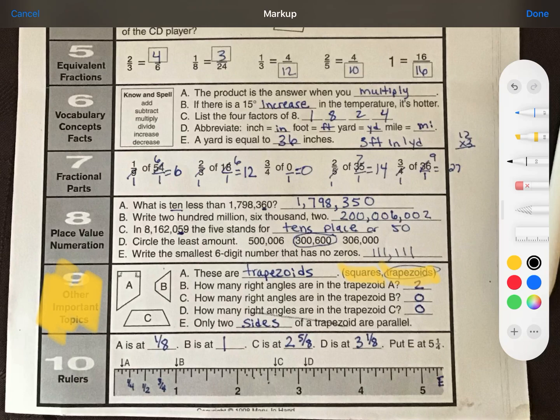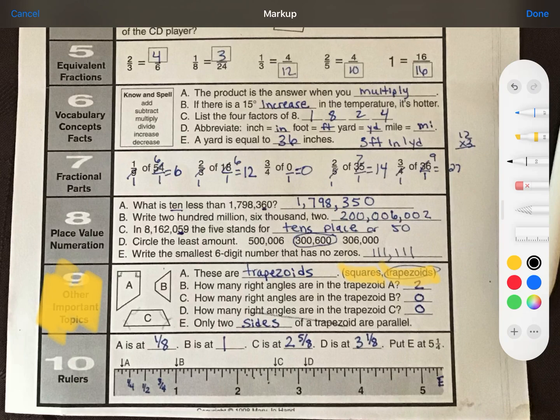C. How many right angles are in trapezoid B? There are none. 0. How many right angles are in trapezoid C? Also 0. This one and this one is acute, less than 90, and these look obtuse, greater than 90.